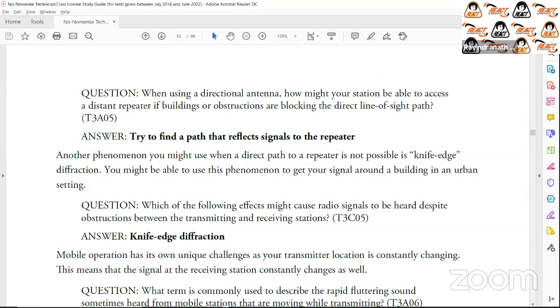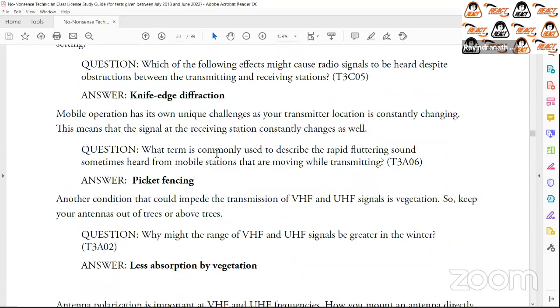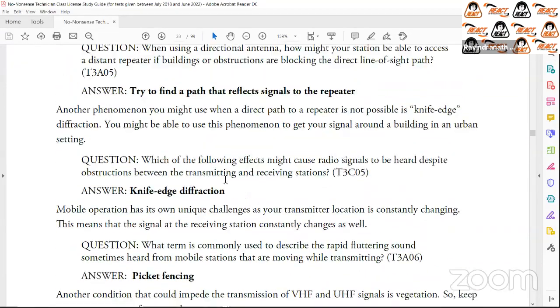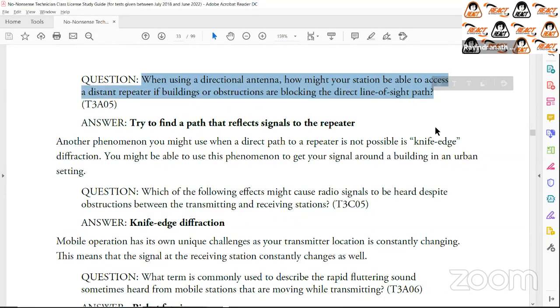So let's go to a couple of quick questions to end off our session. Let's try and finish this section here and we will end today. Okay, the question. When using a directional antenna, how might your station be able to access a distant repeater if buildings or obstructions are blocking the direct line of sight path?